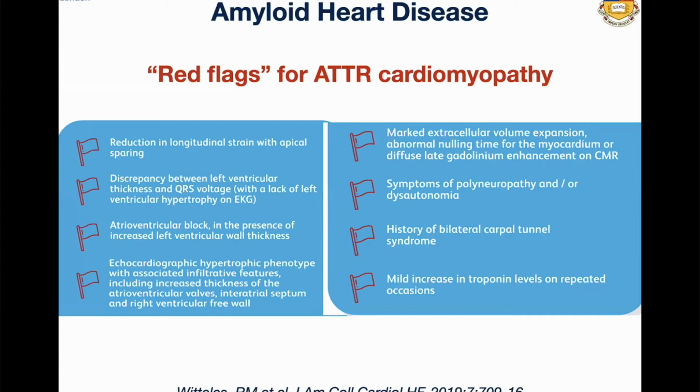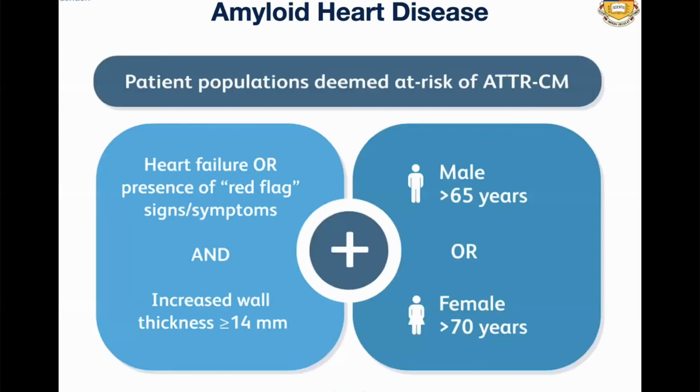So the patient population deemed to be at risk for transthyretin cardiomyopathy, amyloid cardiomyopathy, is a patient with heart failure or one of the red flags we just mentioned, and increased wall thickness. So think of increased wall thickness more than 14 millimeters. What are the patient's symptoms? Heart failure, aortic stenosis, preserved ejection fraction. Is the patient a male patient more than 65 or female more than 70 years old? These are patients deemed at risk for possible amyloid.